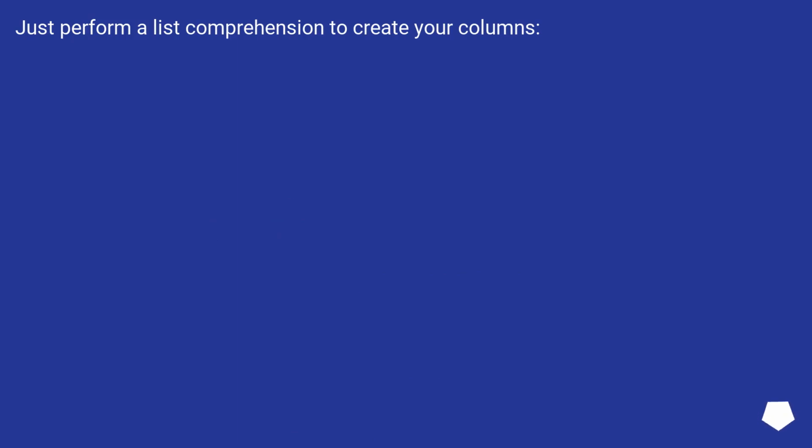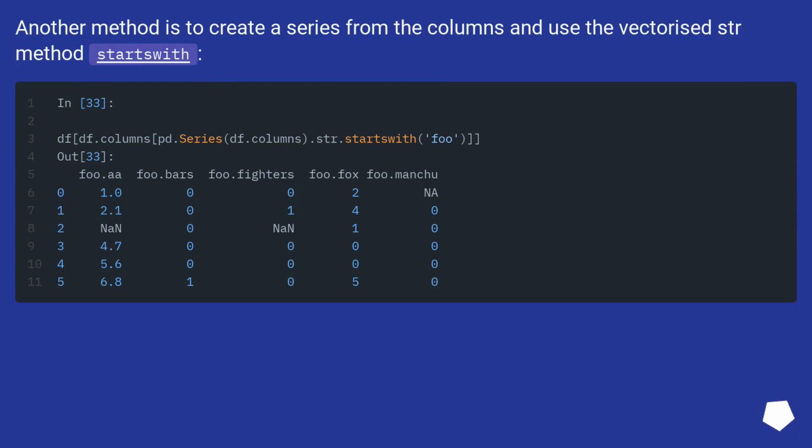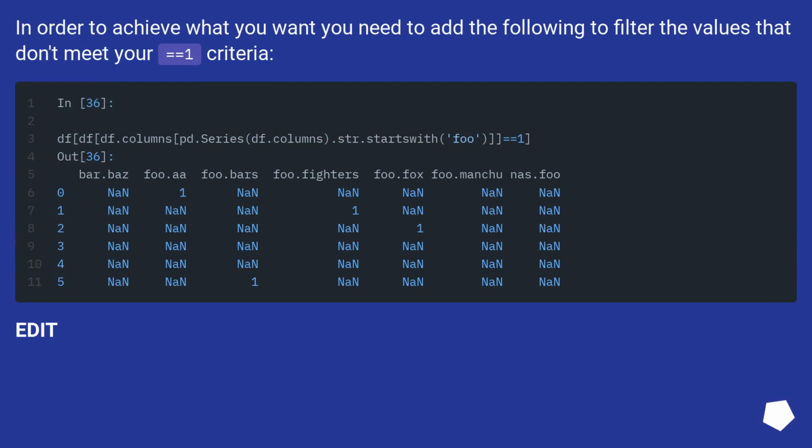Just perform a list comprehension to create your columns. Another method is to create a series from the columns and use the vectorized str method startswith. In order to achieve what you want, you need to add the following to filter the values that don't meet your == 1 criteria.